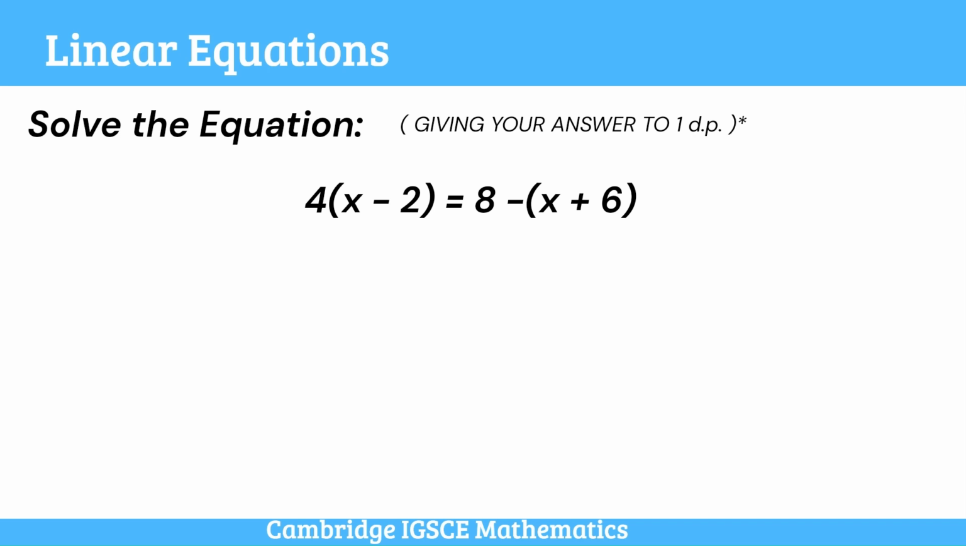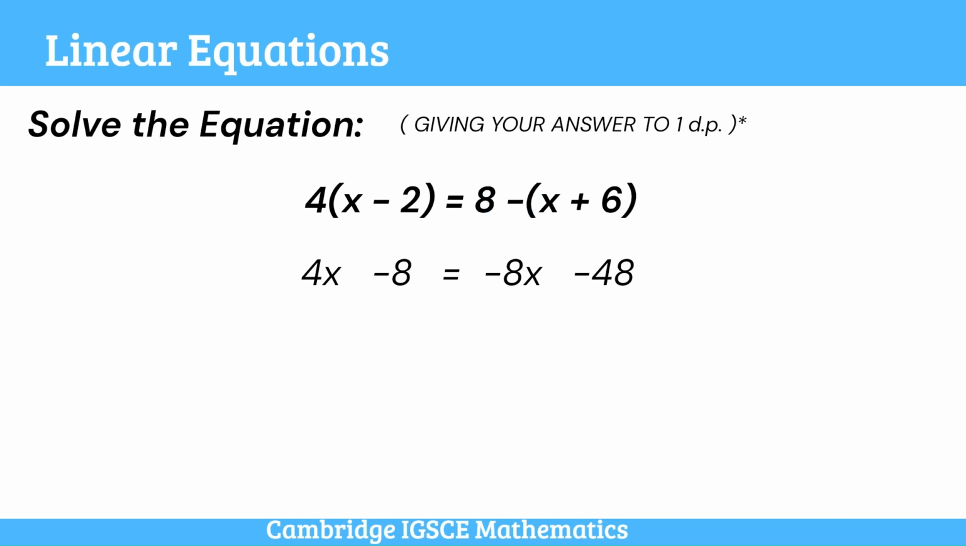So this might seem a bit tricky, but it's fairly easy. First, let's expand the brackets on both sides. 4 into x gives us 4x, and 4 into negative 2 gives us negative 8. The right side is a tad trickier. First, we're going to have to multiply 8 with negative x, and then multiply 8 with negative 6. Don't forget the important negative sign behind the brackets.